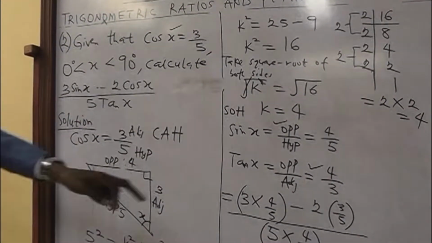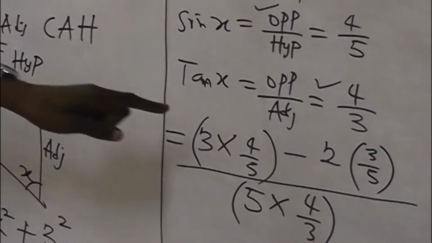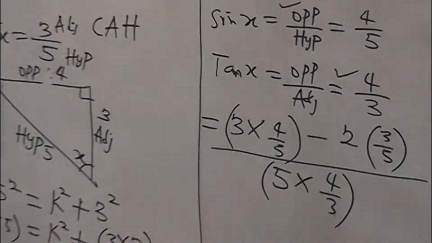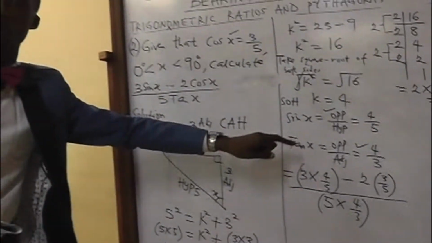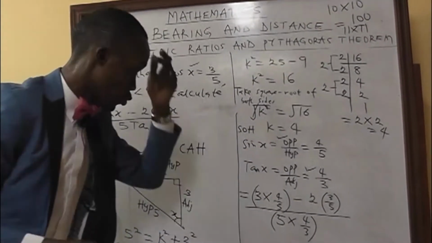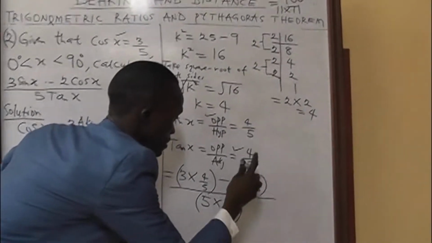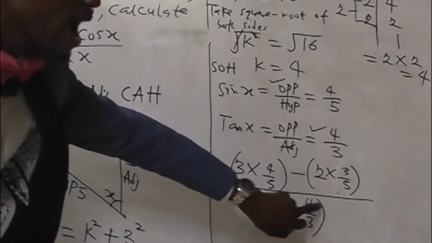So when we are multiplying a fraction with a whole number, the numerator of the fraction will be the only one to multiply the whole number. We cannot say this is 12 over 15. It's not possible. We only use this 3 to multiply 4. From here, we use this 2 to multiply 3, and from here we use 5 to multiply 4.